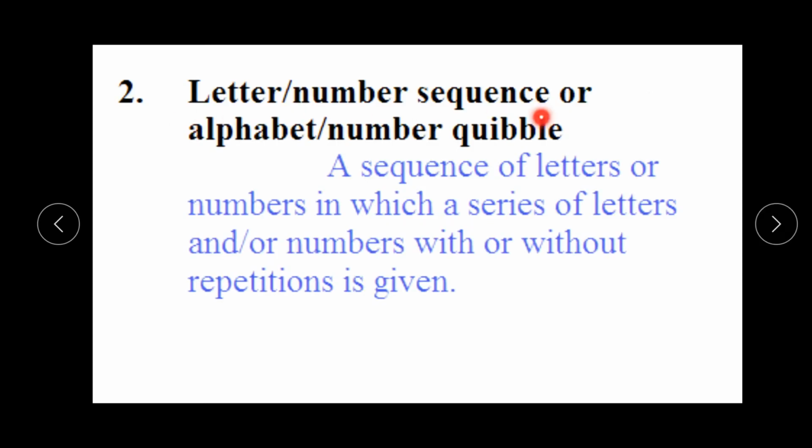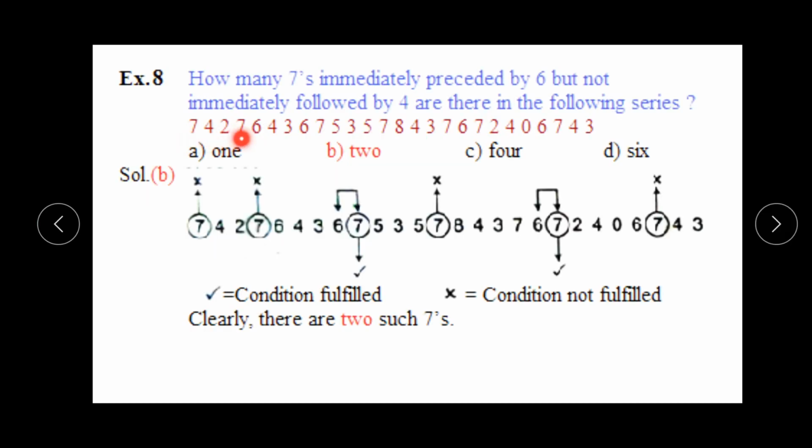Okay, the second type of alphabet and numeric number sequence test is the letter or number sequence, or we can say the alphabet or number quibble. This is a series of alphabets or numbers, or a mix. It is a sequence of letters or numbers in which a series with or without repetition is given. This is called the quibble. Okay, let's see the question based on this.